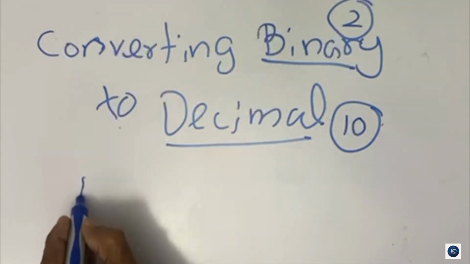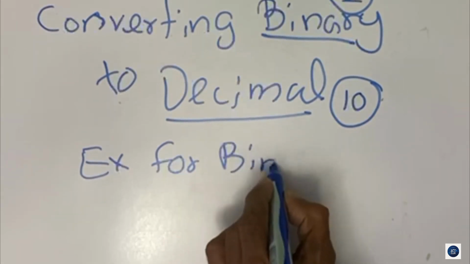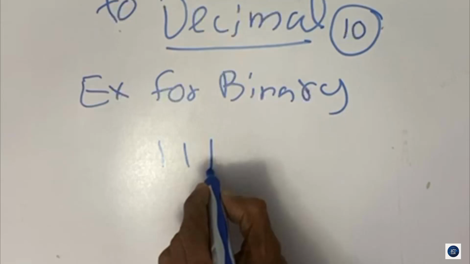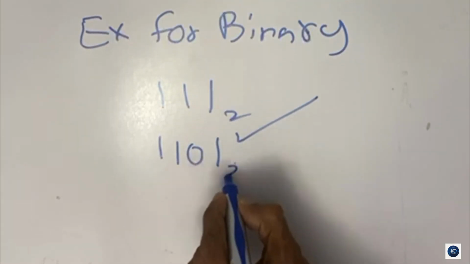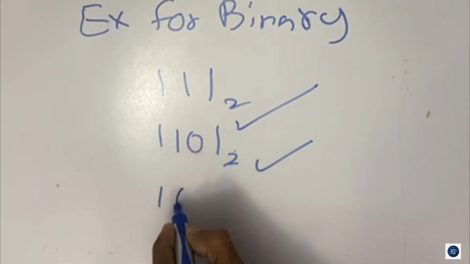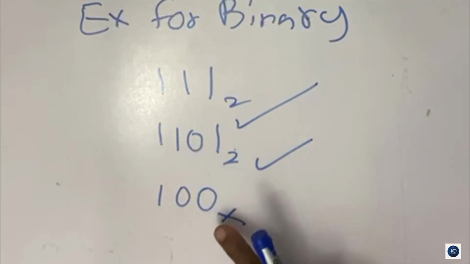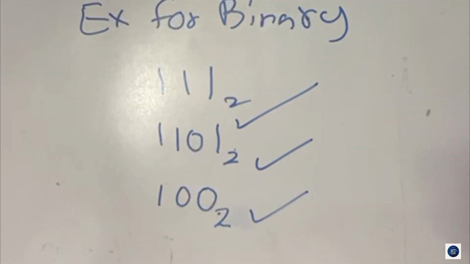Here is an example for binary numbers. 111 with base value 2. 1101 with base value 2. 100 without base value is not a binary number. All the binary numbers must have a base value 2. With base value 2, 100 is a correct binary number.